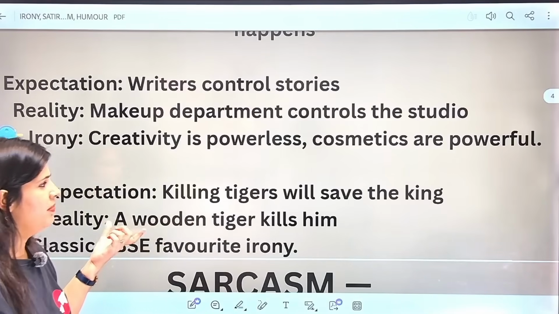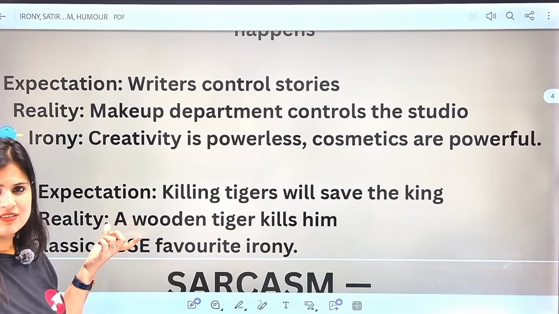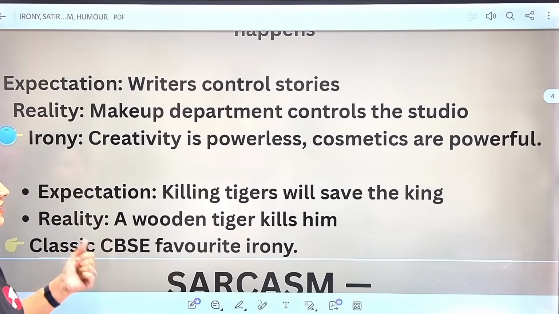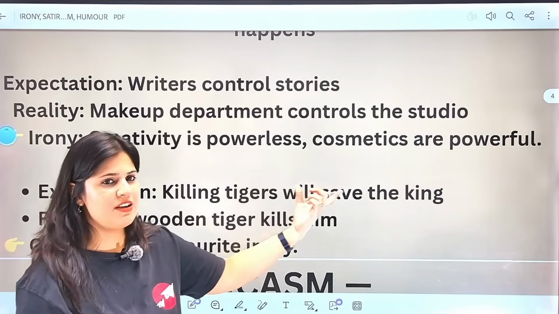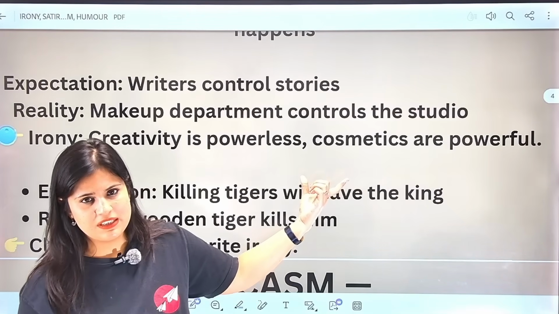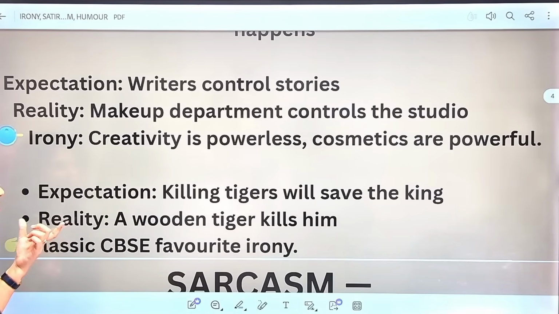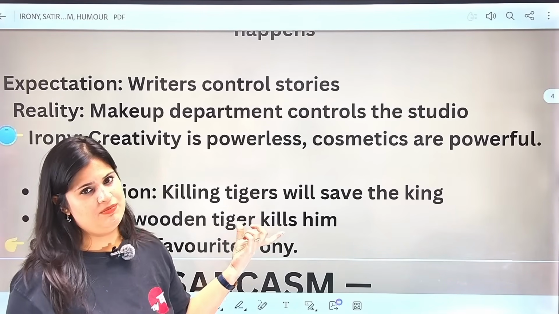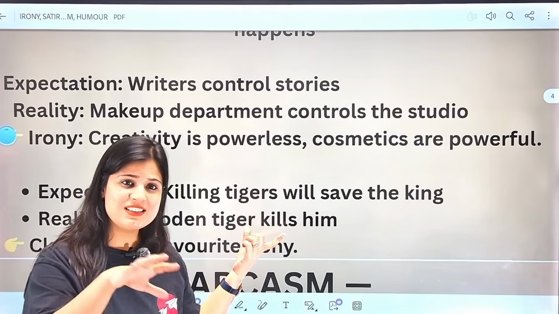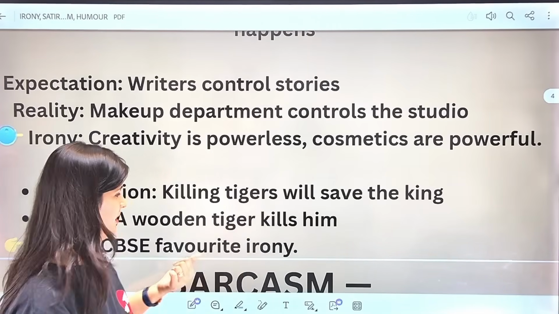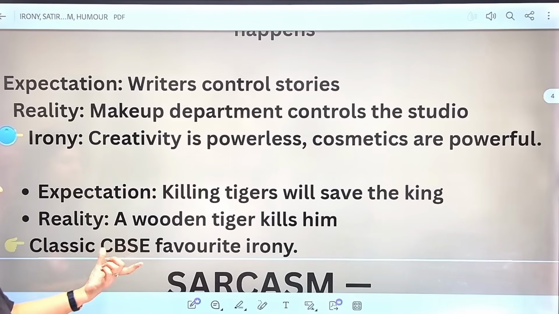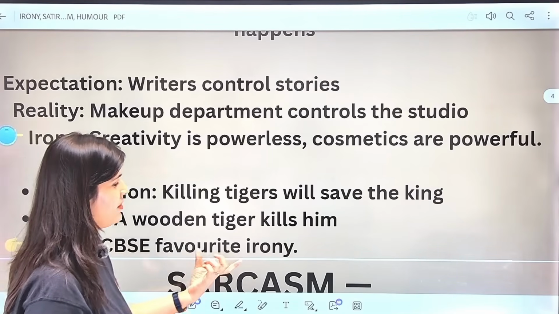So the other example is from the book Vistas, from the chapter The Tiger King, right? In that particular chapter, what is the expectation? That killing tigers will save the king. But ऐसा कुछ भी नहीं होता, right? Rather, a wooden tiger kills him. So yes, the cause of death was a tiger, but not a living tiger, that a wooden tiger, right? So it is again a CBSE favorite irony.